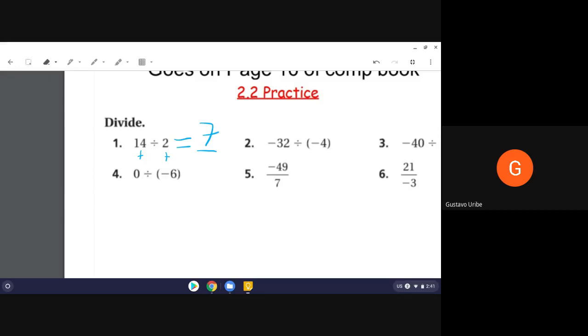All right. Now let's go ahead and look at number 2. Here's a negative divided by a negative. Again, the signs are the same. So your answer is going to be a positive. 32 divided by 4 gives me what? Or let's go backwards if you have trouble with dividing. 4 multiplied by something gives me 32. Well, that is 8.